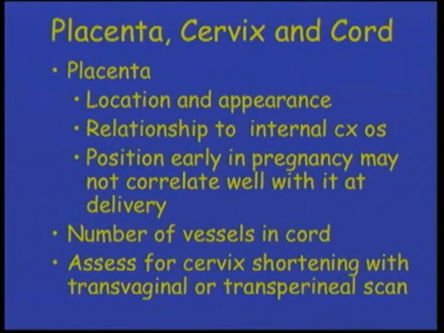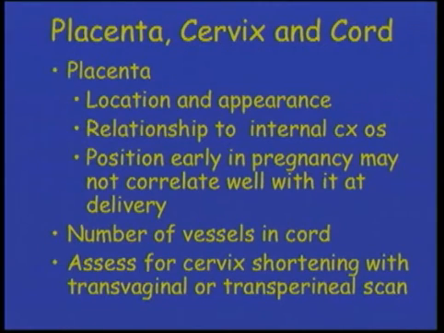The placenta, cervix, and cord also need to be evaluated. We need to state where the placenta is and the appearance of it, its relationship to the internal cervical os. And also we note that the position early in pregnancy may not correlate very well with what will be late in pregnancy, because as the uterus grows and enlarges during gestation, that placenta often moves up and out of the lower uterine segment as it stretches, and what early on looks like a placenta previa later on will not be at all.